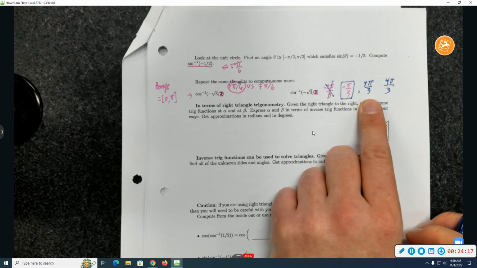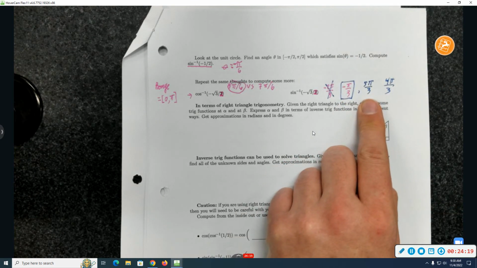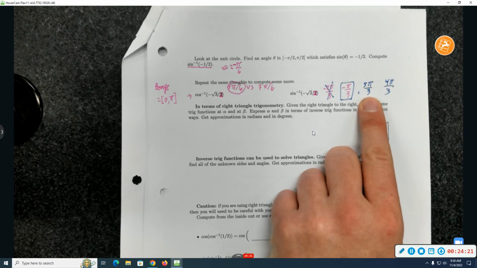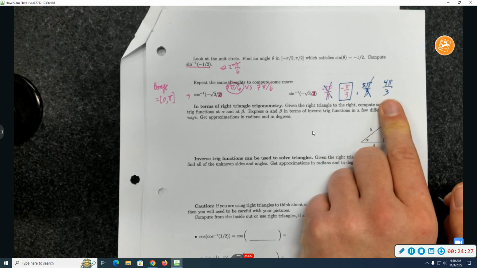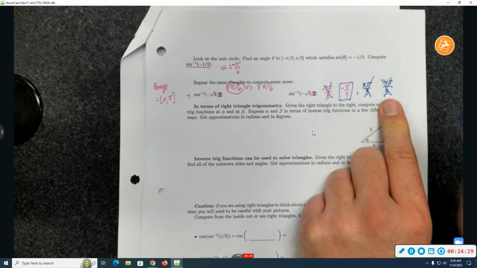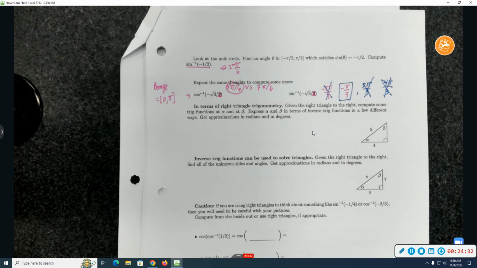And let's just make sure that it's actually a function by ruling out the rest. Is this between negative pi over 2 and pi over 2? No, it's like almost 2 pi. How about this one? Nope, it's bigger than pi. So negative pi over 3 looks like the right one. Nice. Folks feel pretty good?